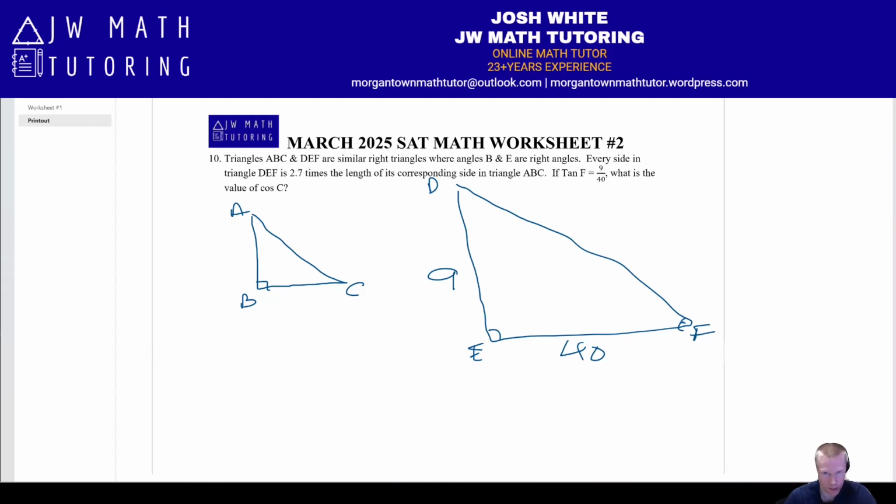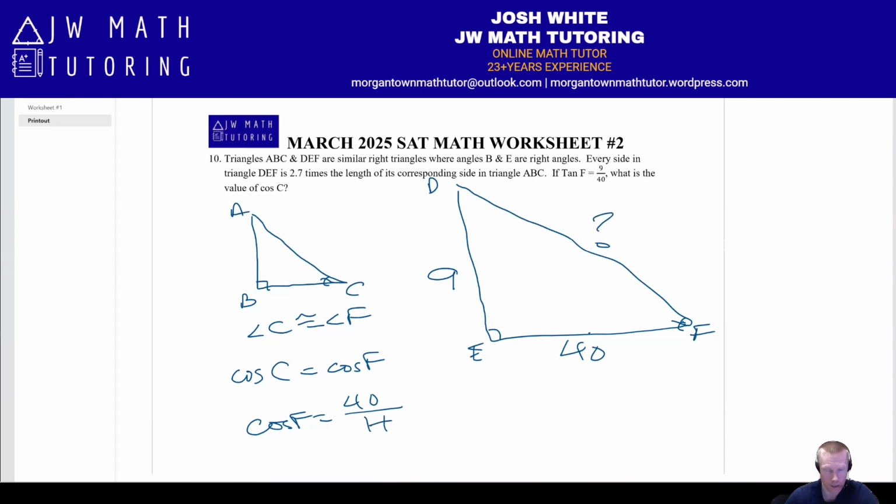Okay. The quickest, easiest way to do this is to note that when you have similar triangles, the angles themselves are congruent. So angle C is congruent to angle F. What that means is the cosine of C will be the same value as the cosine of F. So what's the cosine of F? Well, cosine of F is just adjacent, which is 40, over the hypotenuse. Well, I don't know the hypotenuse, but I can use the Pythagorean theorem to find it. 9 squared plus 40 squared equals c squared.